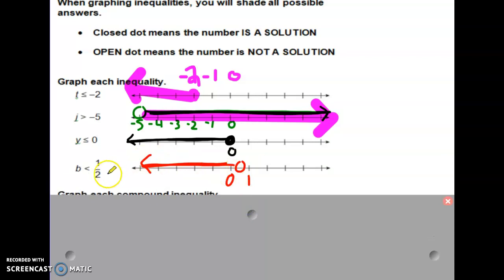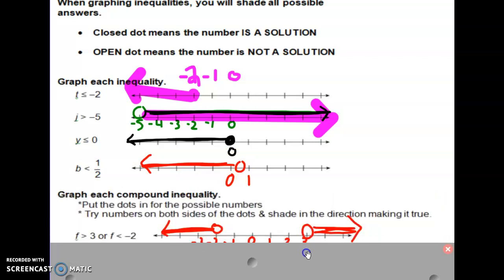And then the last one here, a number is less than 1/2. So my dot is going to be between 0 and 1. 1/2 would be right here. 1/2 is not a solution. 1/2 is not less than 1/2. So I have an open dot. I'm going to shade to the left.